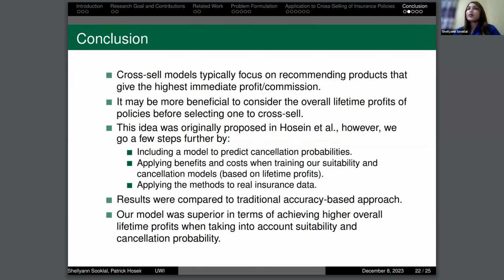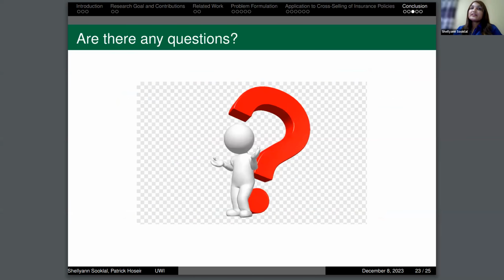These models aimed at maximizing lifetime profit. We also applied our methods to real insurance data. We compared our approach to traditional accuracy-based approaches and found our model to produce higher lifetime profits. Right, so this brings me to the end of the presentation. Thank you, and do you have any questions?